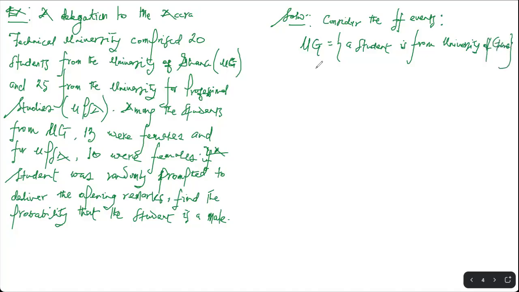All right. Then let me define a second event. Let me call the second event UPSA. Right, so a student is from the University for Professional Studies.